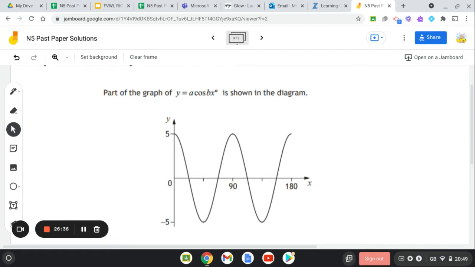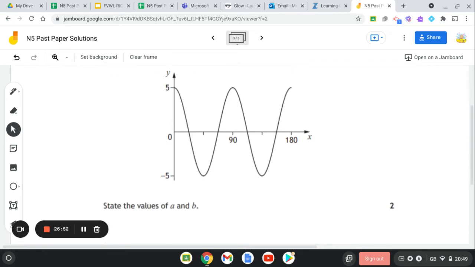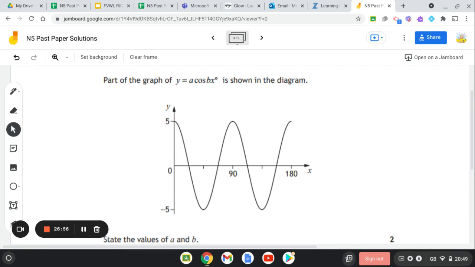And they've also taken out the vertical change, the vertical translation, so the graph won't be moving up or down. But you could expect to get a graph that has been stretched, or a graph that has been compressed. So what this question is asking for 2 marks is to state the values of A and B. So where are A and B? Well, A and B are in the equation for cos.